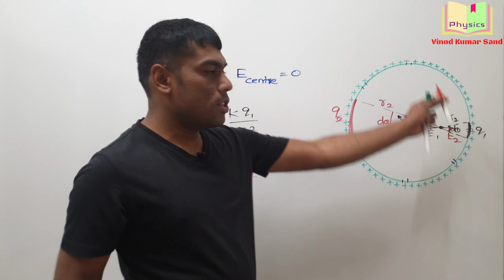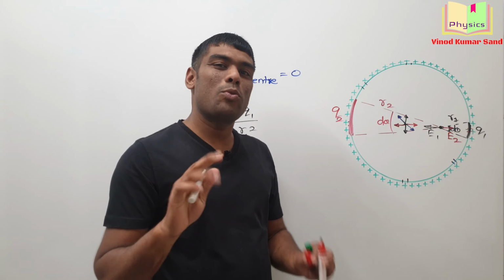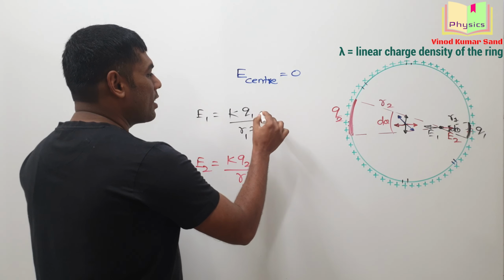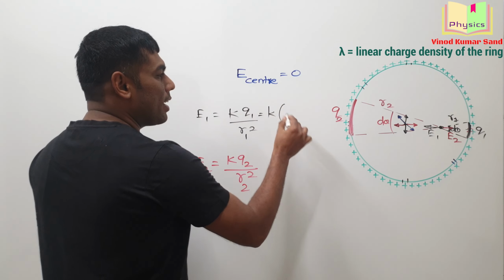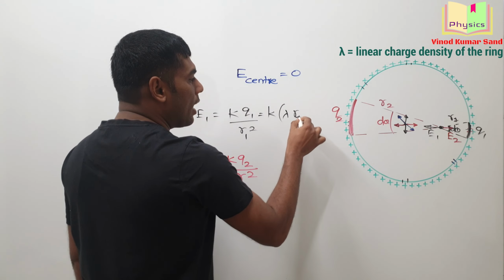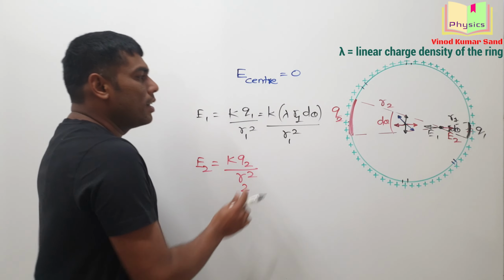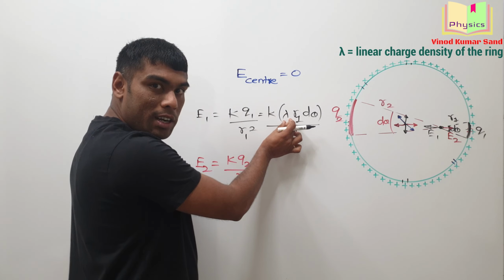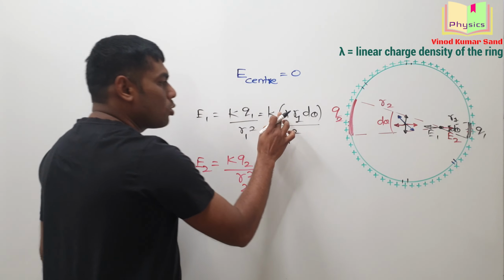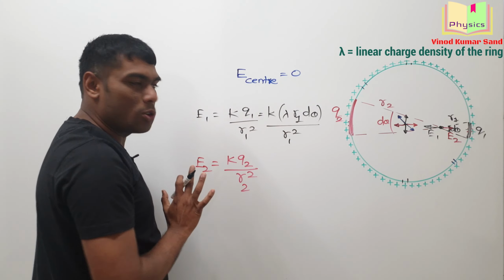The ring is uniformly charged and the linear charge density of this ring we consider as lambda. So what will be the Q1? The Q1 can be written as lambda into R1 d theta. I hope you agree with that term. Lambda is the charge per unit length and R1 d theta is this length. So charge per unit length into length gives us the charge Q1. Got it?